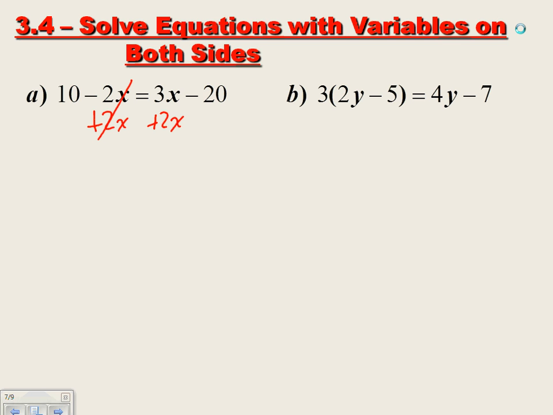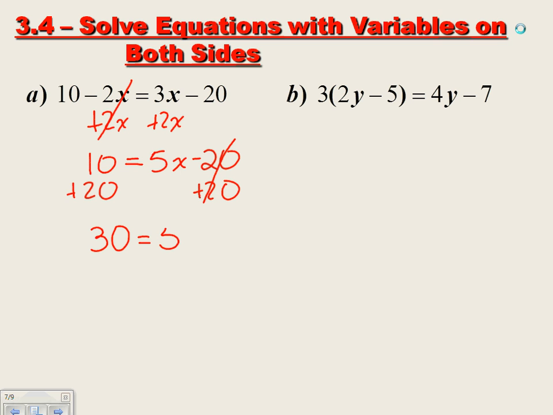These cancel out. I now simplify, drop down everything I didn't touch. So 10 equals 5x minus 20. I then want to add 20 to both sides. These cancel out. So 10 plus 20 is 30 equals 5x. I then divide both sides by 5. Therefore, I get 6 is equal to x.